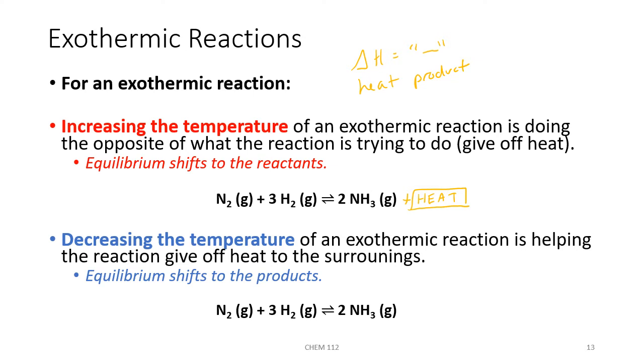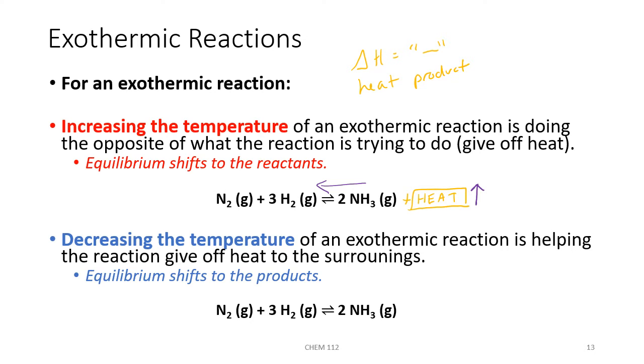If we increase the temperature of an exothermic reaction, we're doing the opposite of what that reaction wants to do. An exothermic reaction wants to give off heat, and we're putting kinetic energy back in the form of heat. So we can think of the heat as if it's just like any other species in our chemical reaction. If we're increasing the temperature or adding kinetic energy in the form of heat, we're going to shift away from that addition, and we're going to shift towards the reactants of an exothermic reaction.